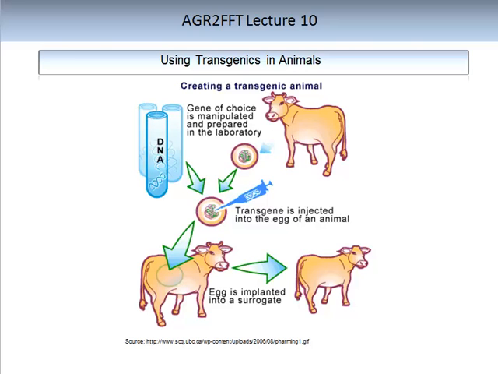The transgene, which is the gene that encodes the trait of interest, is injected into the egg of an animal. This egg with the injected transgene is then implanted into a surrogate. The surrogate grows, the baby is delivered, then the offspring, and only the offspring, will hopefully exhibit the trait of interest.